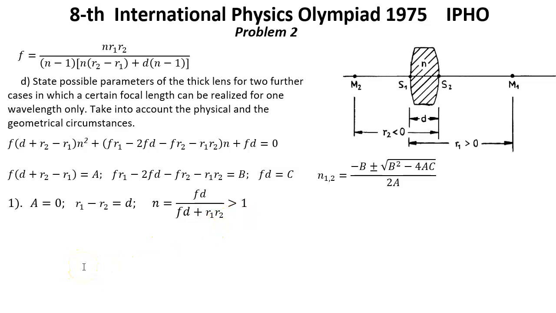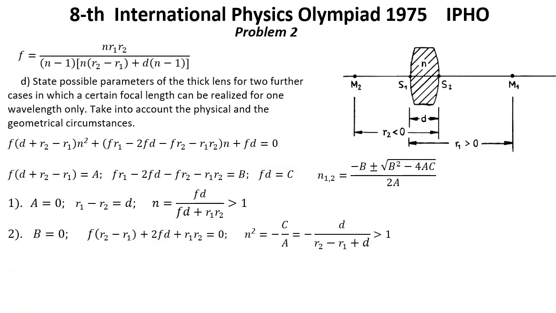The second case happens when coefficient b equals 0. It means that we have two roots, one positive and the other negative. Because a negative one doesn't make physical sense, we have only one positive root. So that will be b equals 0, this expression equals 0, and because n squared equals negative c over a, which is equal to this expression, the root will be the positive square root of this expression, which must be greater than 1. So that was the second solution.